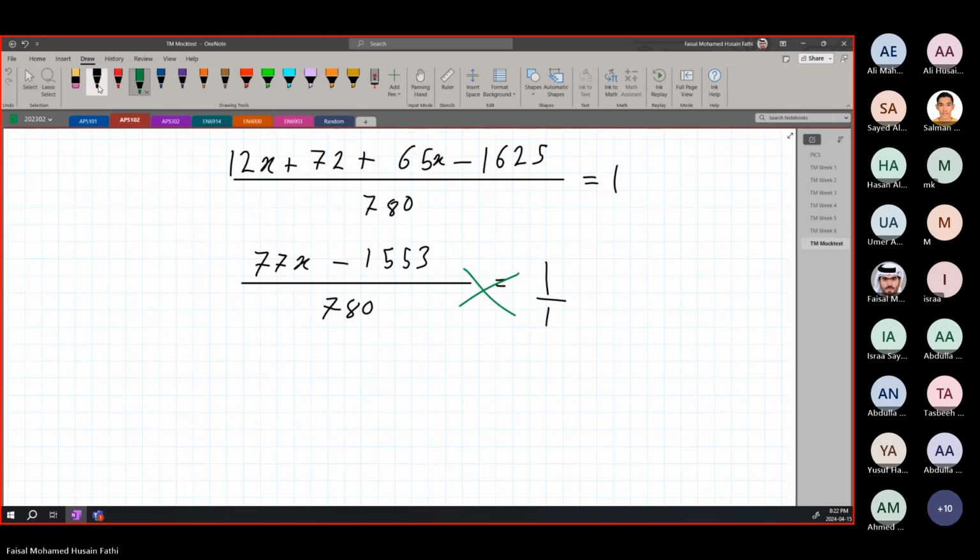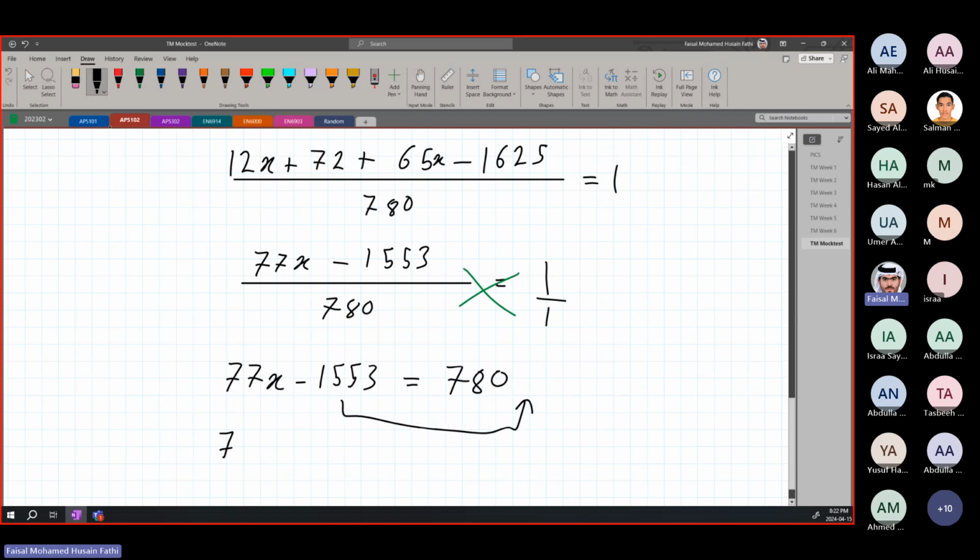Okay. We're going to get 77x minus 1553 times 1, which is just the same thing, is equal to 780 times 1, which is 780. We take this to the other side. 77x is equal to 780 plus 1553, which is 2333. x is going to be equal to 2333 divided by 77. How did we get that? We just divide both sides by 77.